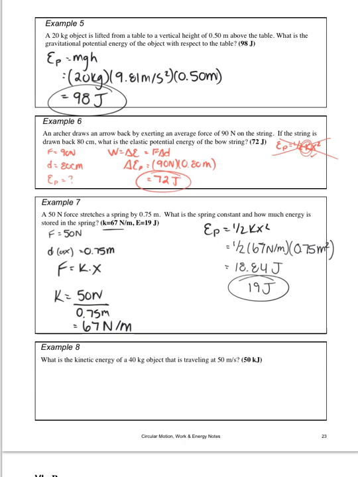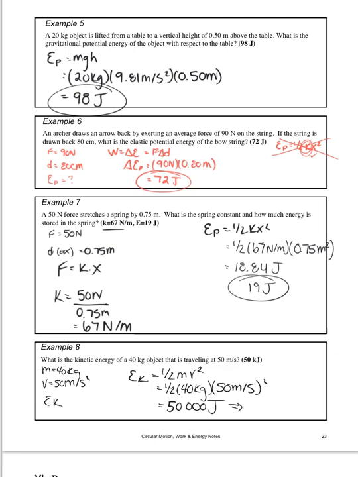Okay, what is the kinetic energy of a 40 kilogram object that's traveling at 50 meters per second? This is a little bit of a grade 10 review question. So we have the mass and we have its velocity, and we're looking for EK. EK is equal to 1/2 mv squared. So 1/2 times 40 kilograms times 50 meters per second squared. And we end up with a giant number, 50,000 joules, which you can either write as 5.0 times 10 to the 4 joules, or you can turn it into kilojoules. So 50 kilojoules is also acceptable.